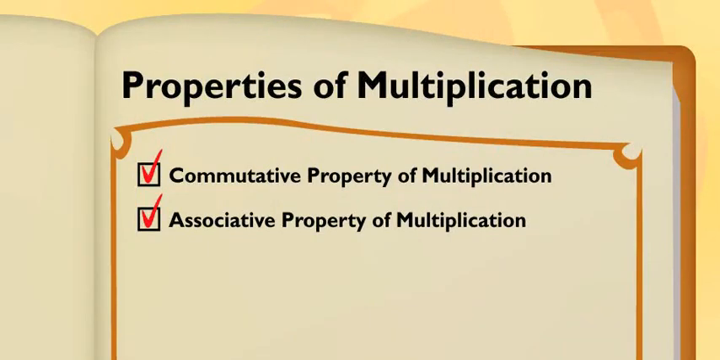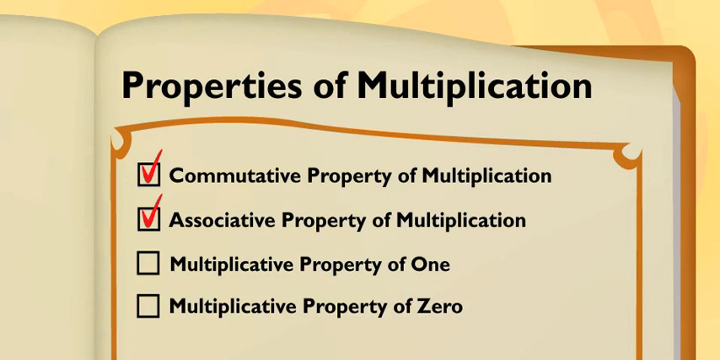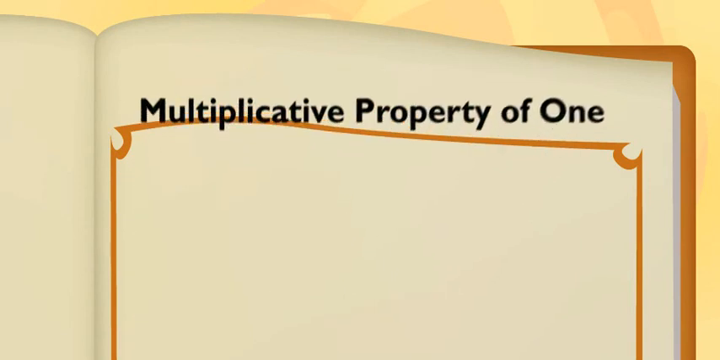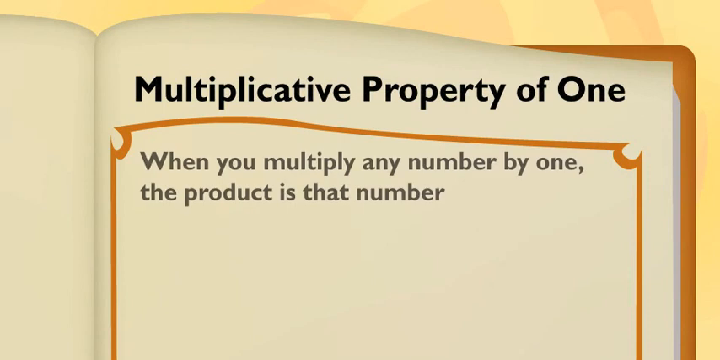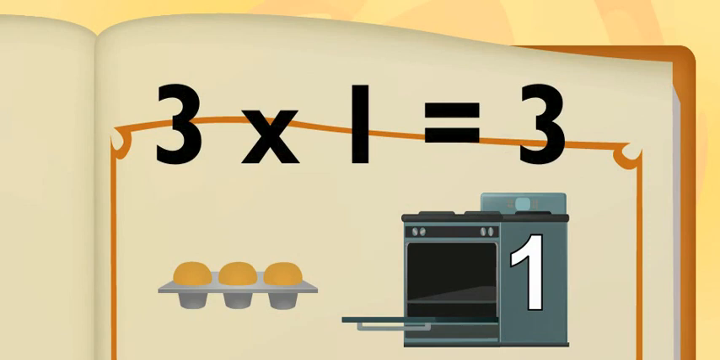Got any more helpful hints for me? For multiplying or baking? Actually, there are 2 more properties you should probably know. The multiplicative property of 1 and the multiplicative property of 0. Lay 'em on me. Well, the multiplicative property of 1 says that when you multiply any factor by 1, the product equals the factor. So, 3 cupcakes 1 time. You have 3 cupcakes. 3 1 time is 3. Pretty obvious if you think about it.